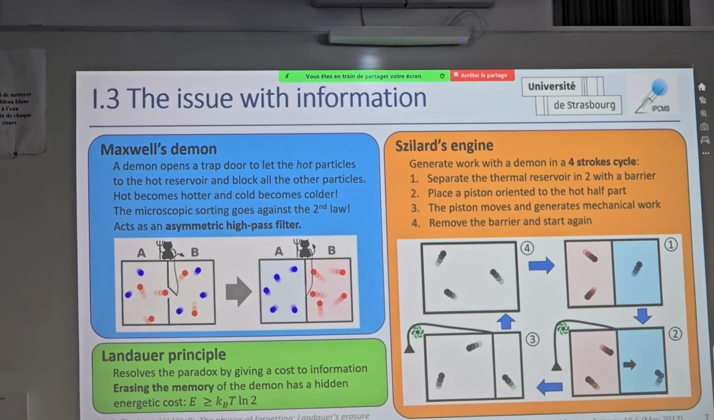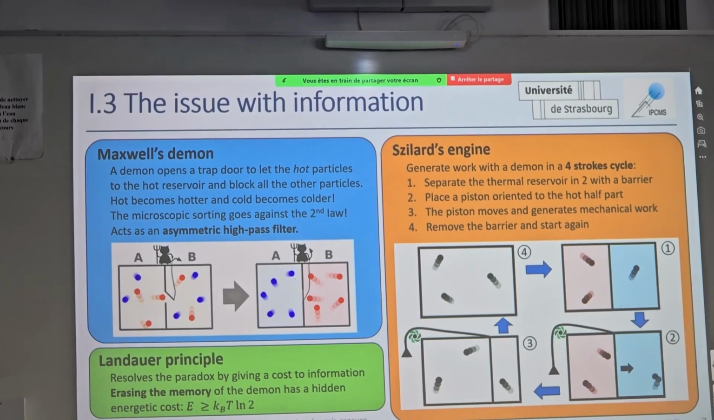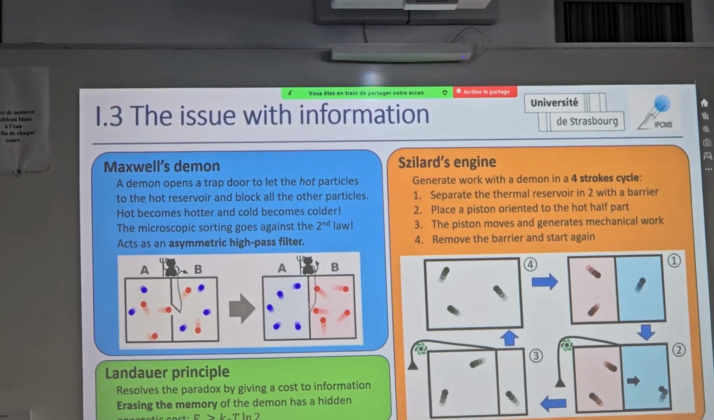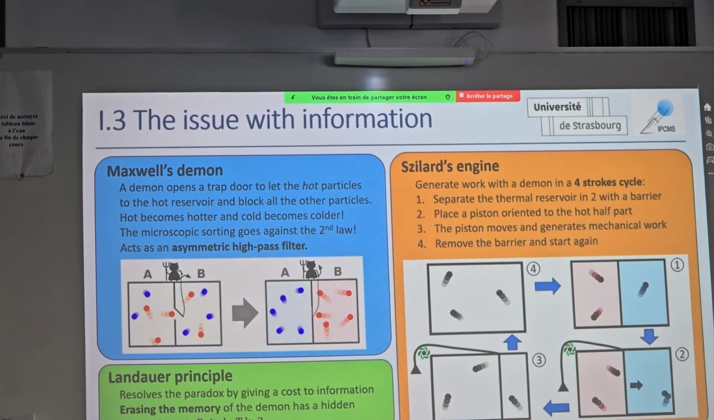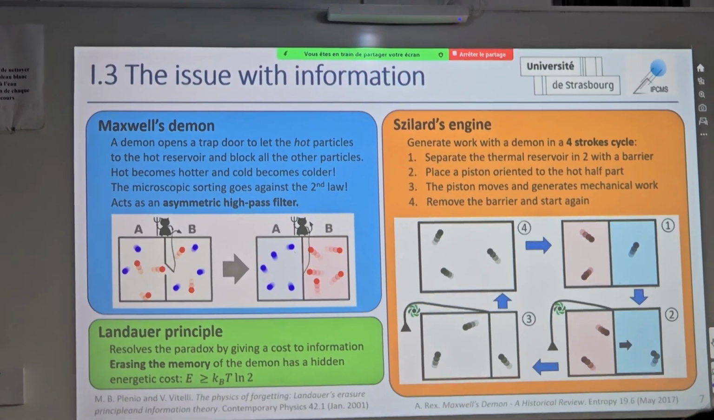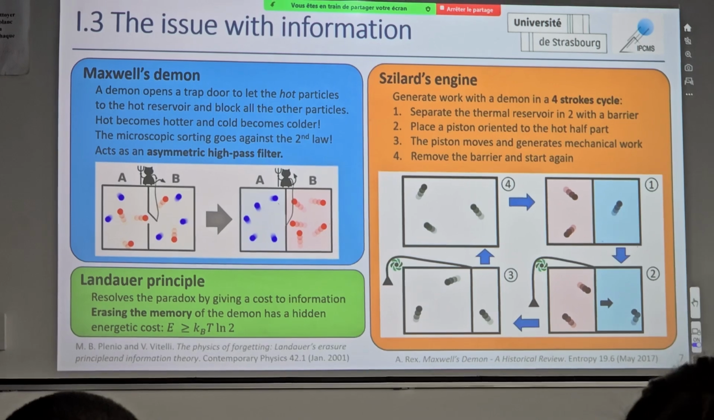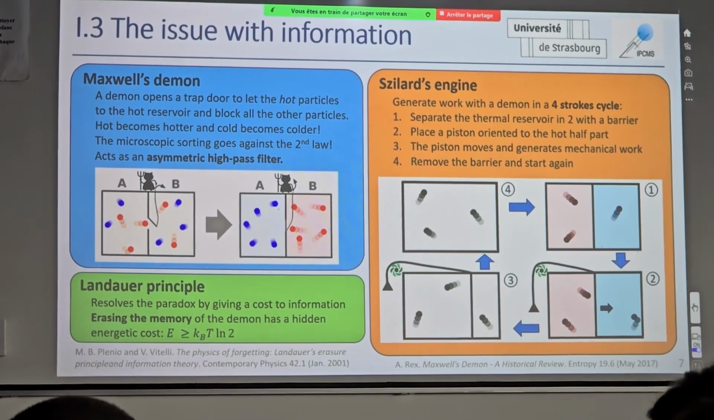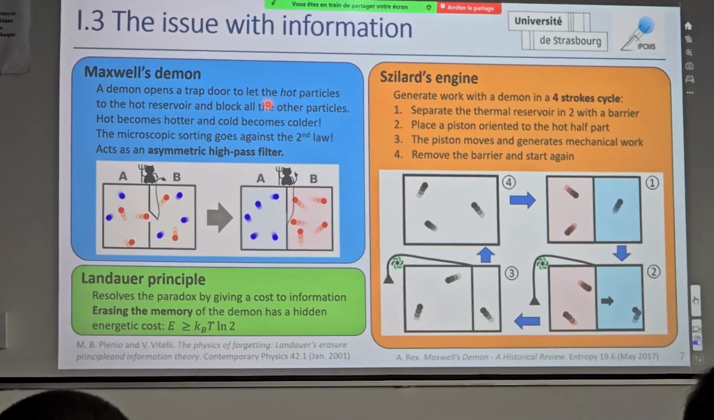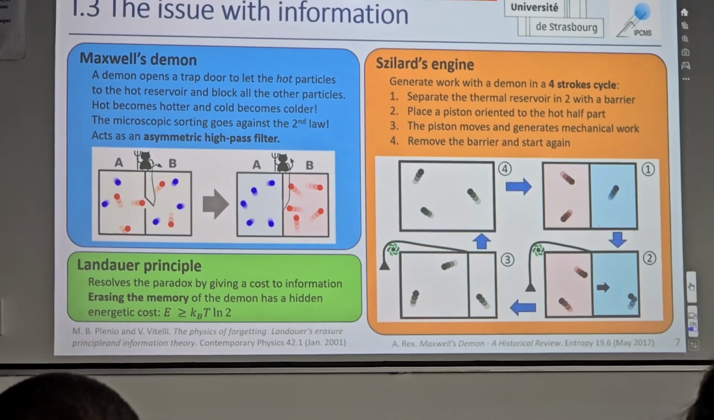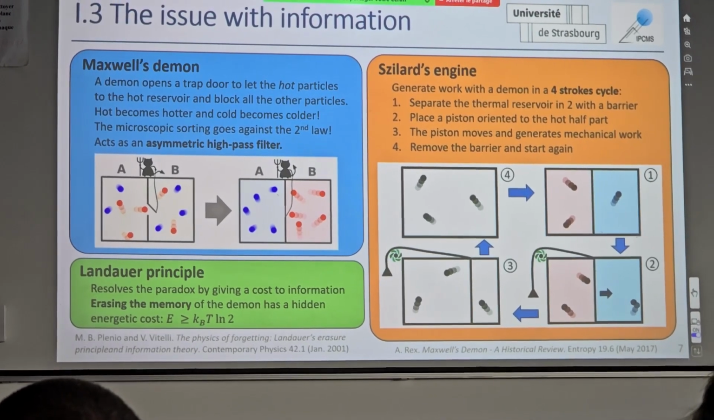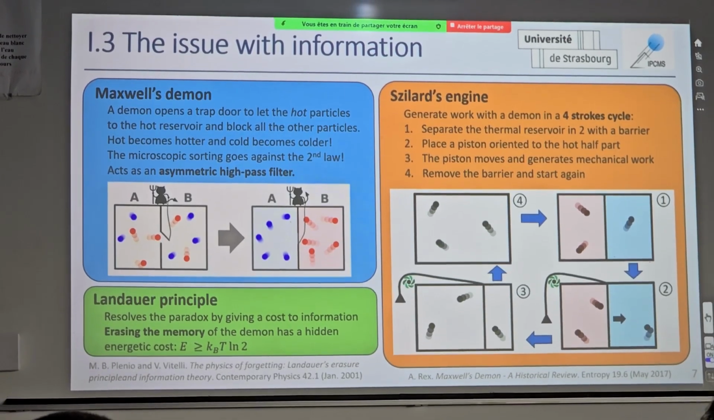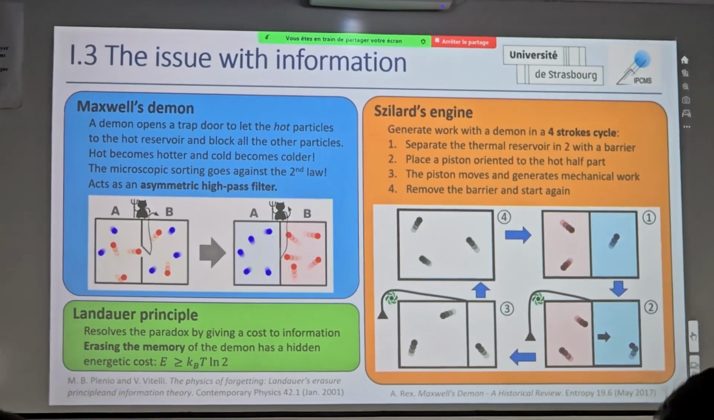The first of which being Maxwell, who designed this famous experiment of the Maxwell demon. So take a box filled with particles, and then divide this into 2 parts, and imagine a small trapdoor that is placed between the 2. And so a demon may open the trapdoor and let the hot particles go to the hot reservoir and block all other particles, which thereby exerts some kind of sorting, such that the hot becomes hotter and the cold becomes colder.